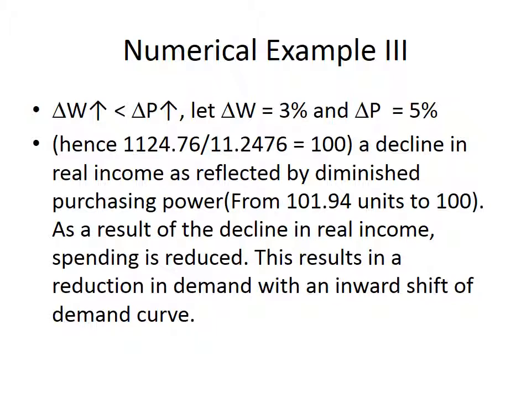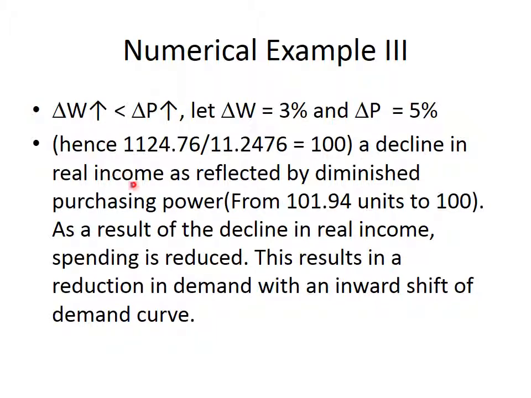the opposite of what we originally looked at. This time, let's say the increase in wages is less than the increase in prices. Let the wage increase be 3%, price increase 5%. And we'll continue with the same numbers that we've been working with. Okay? And so from our previous figure, which was 1,090 something, a 3% increase is going to bring us to $1,124.76. From our $10.71, a 5% increase brings us to $11.24.76, $11.25. That's going to drop us back to that original 100.